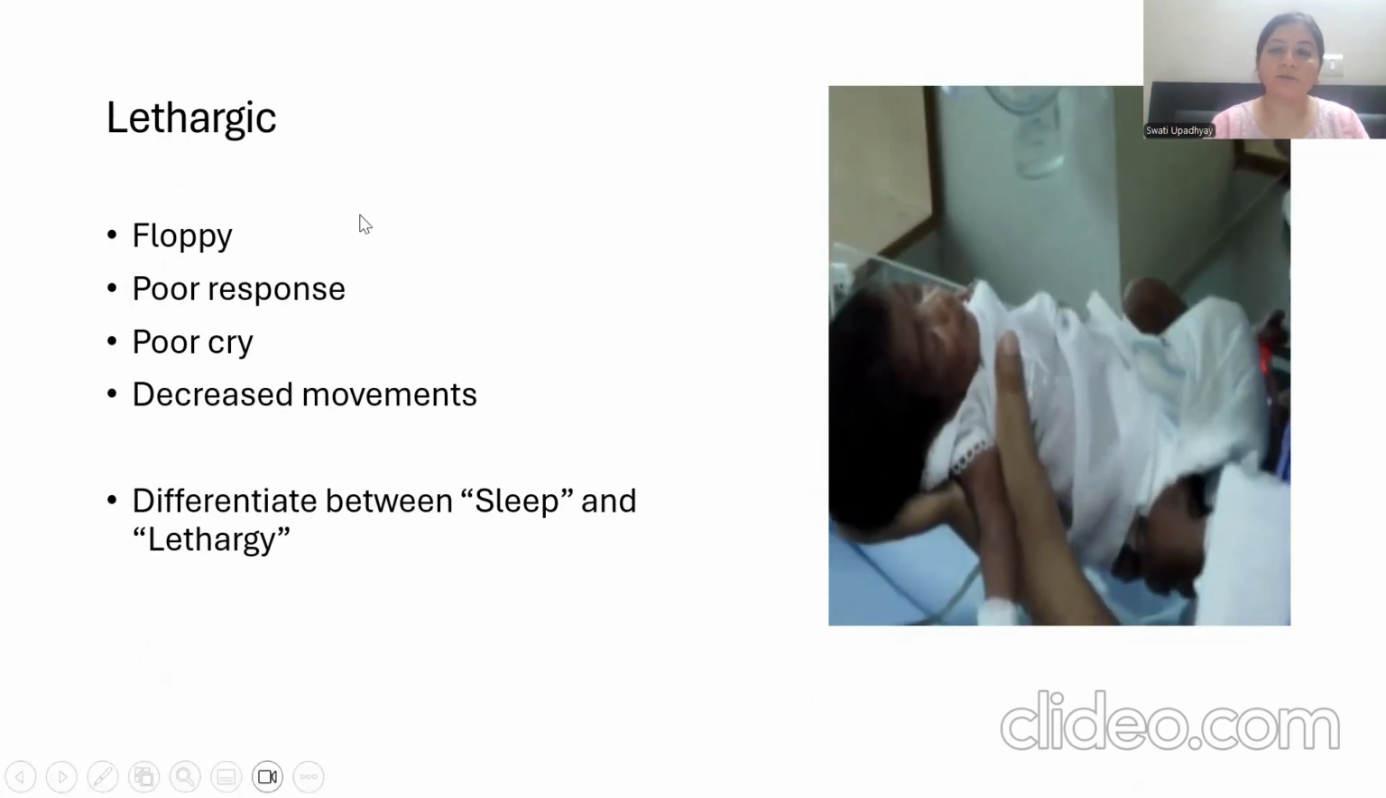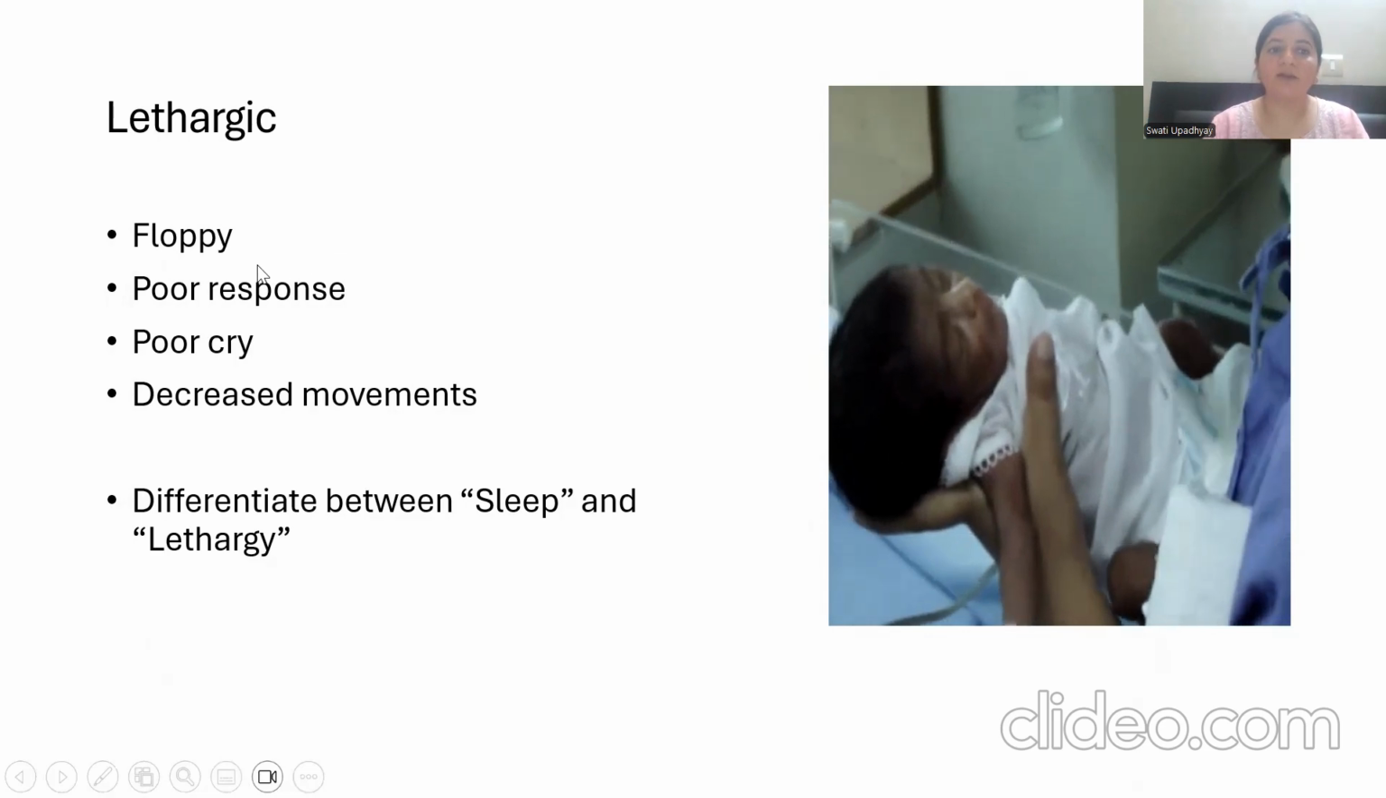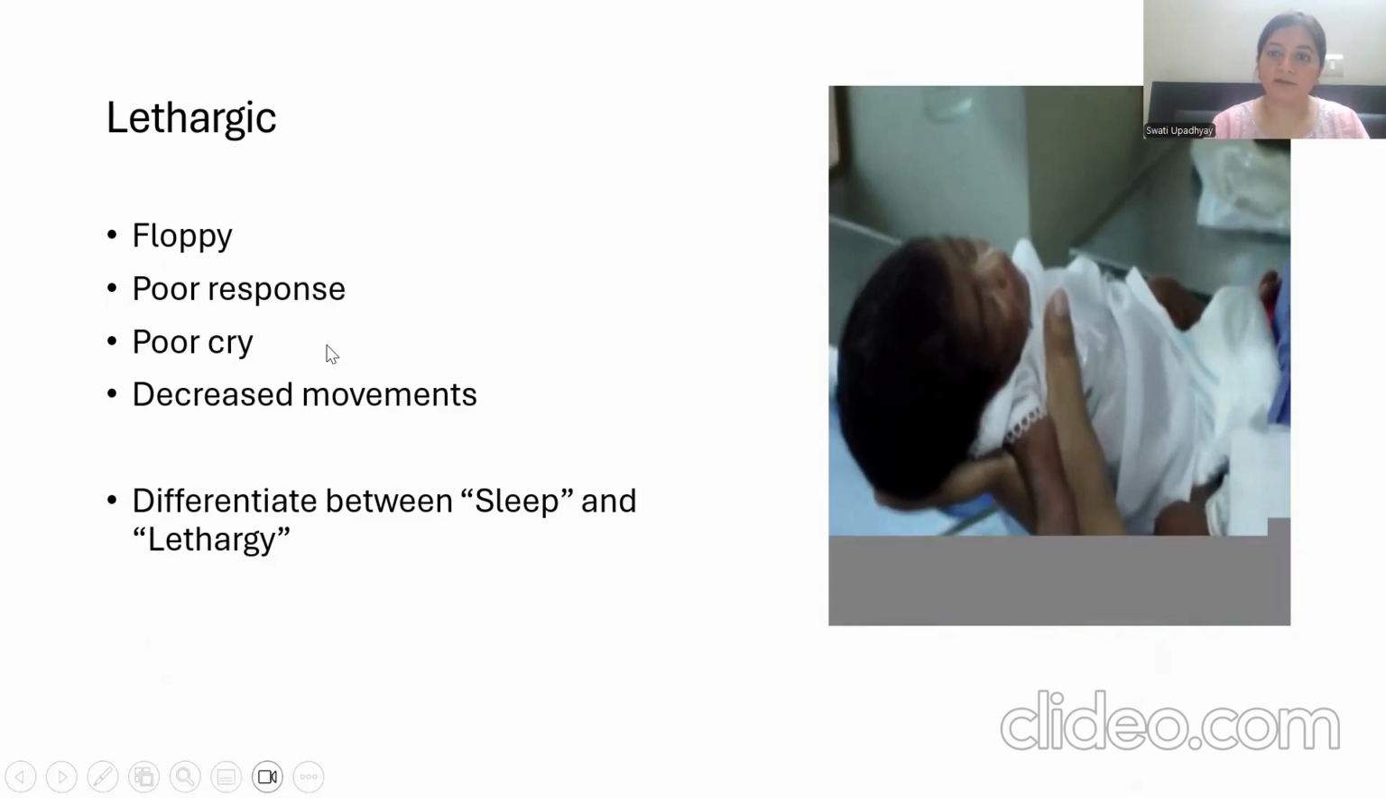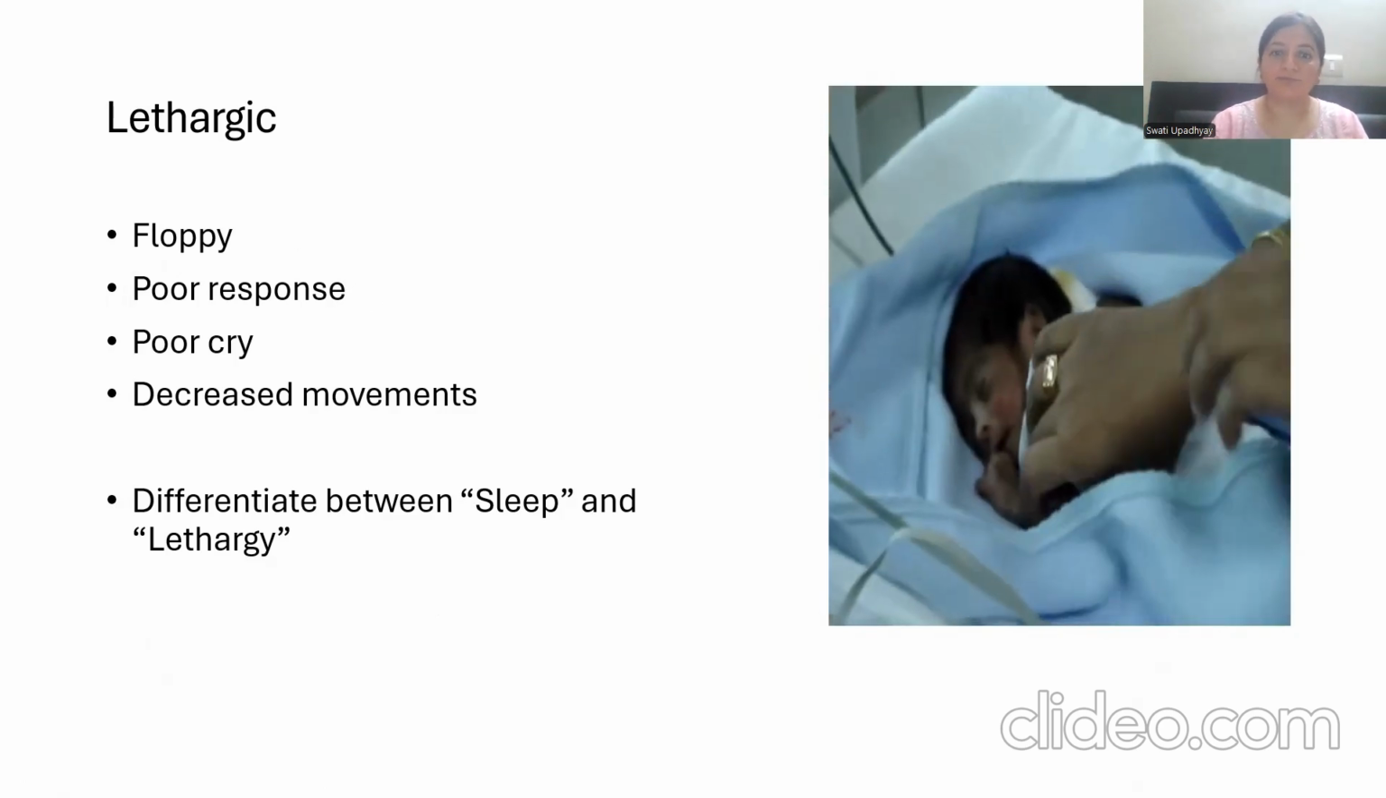So, a lethargic baby will be floppy, will have poor response to touch and handling, will have a decreased or weak cry, and will have decreased movements, as we saw in this video. In the NICU, sometimes it becomes a little difficult to differentiate whether the baby is sleepy or whether the baby is having lethargy. So what do you do? You assess the baby again after some time.